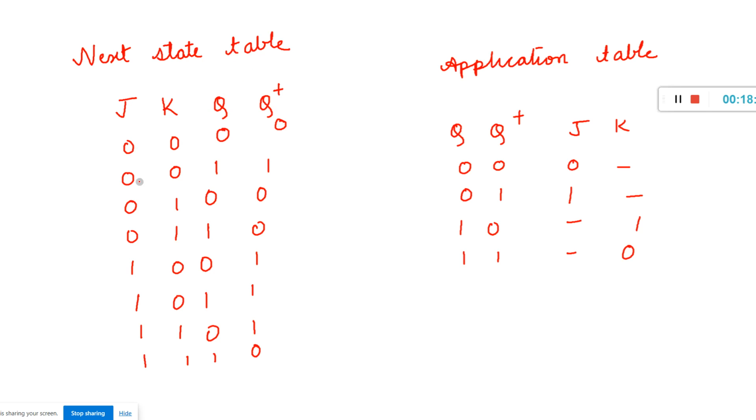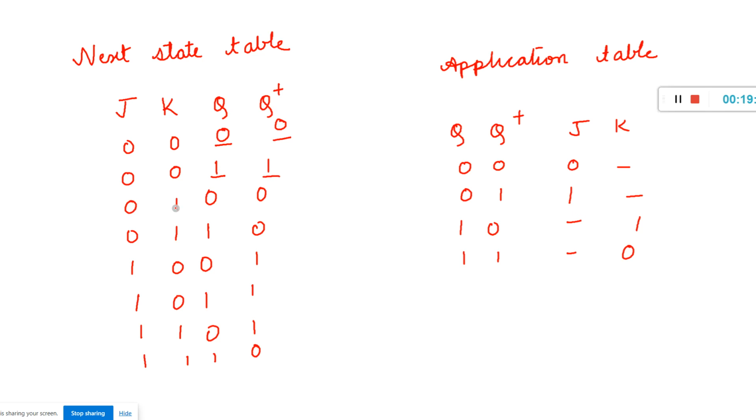So here JK is 0 0, present state may be 0 or 1. JK is 0 1, present state may be 0 or 1. JK is 1 0, present state may be 0 or 1. JK is 1 1, present state is 0 or 1. Here, whenever JK is 0 0, it will retain the present state. Q is 0, Q plus is 0. Next, whenever JK is 0 0 and present state is 1, it will retain the present state, 1.